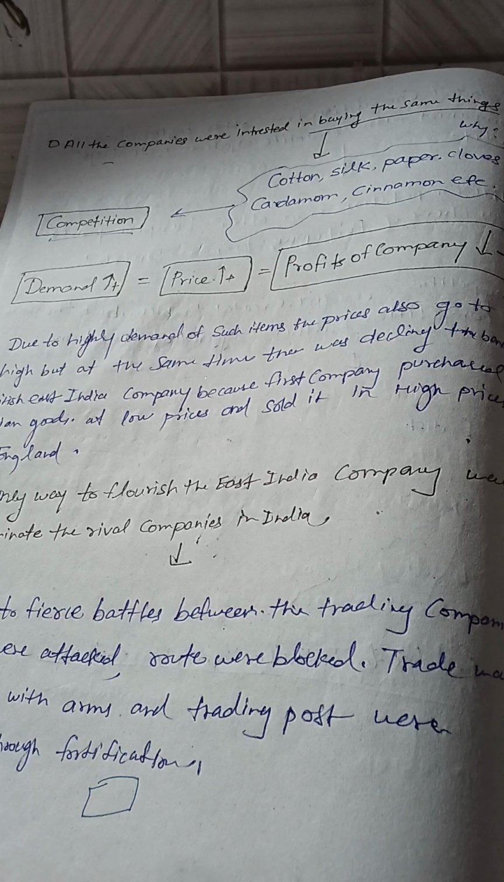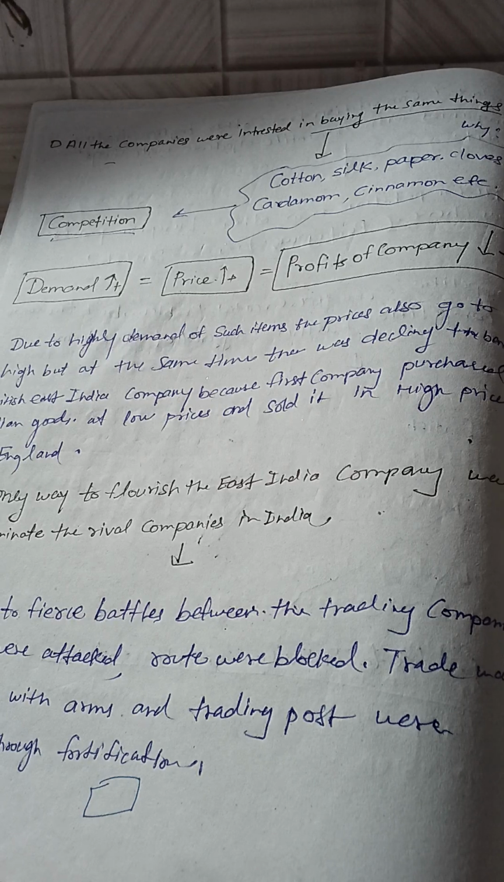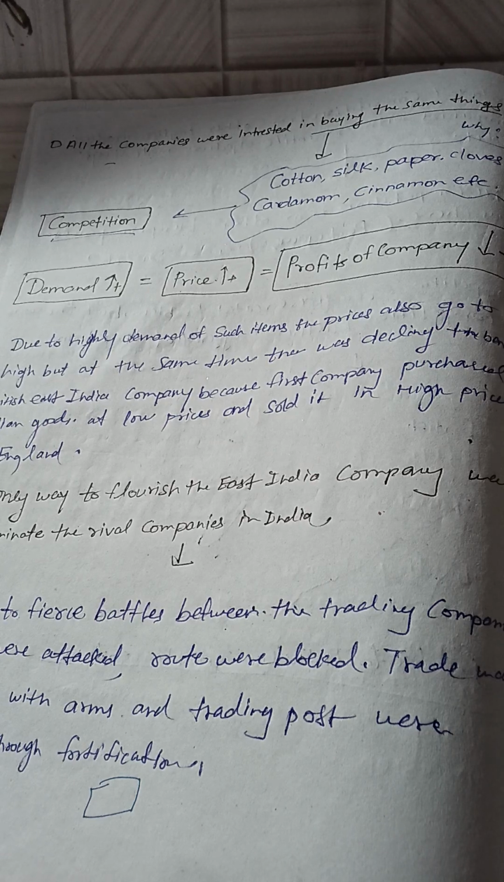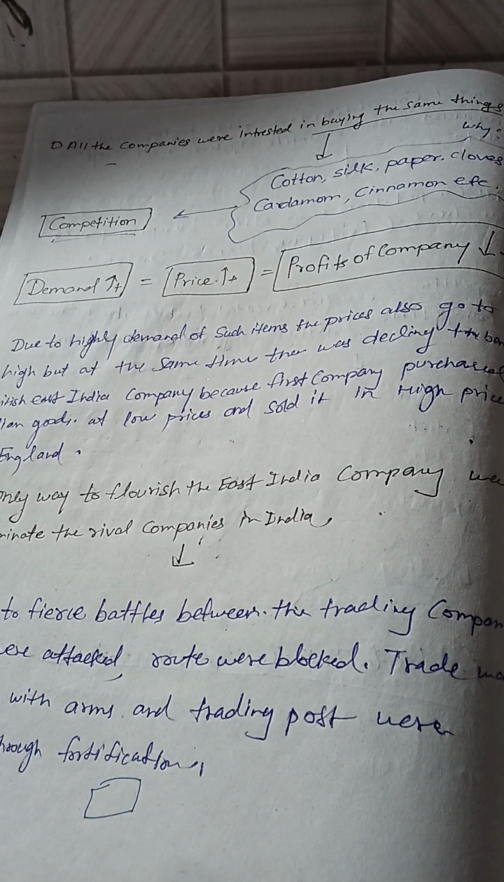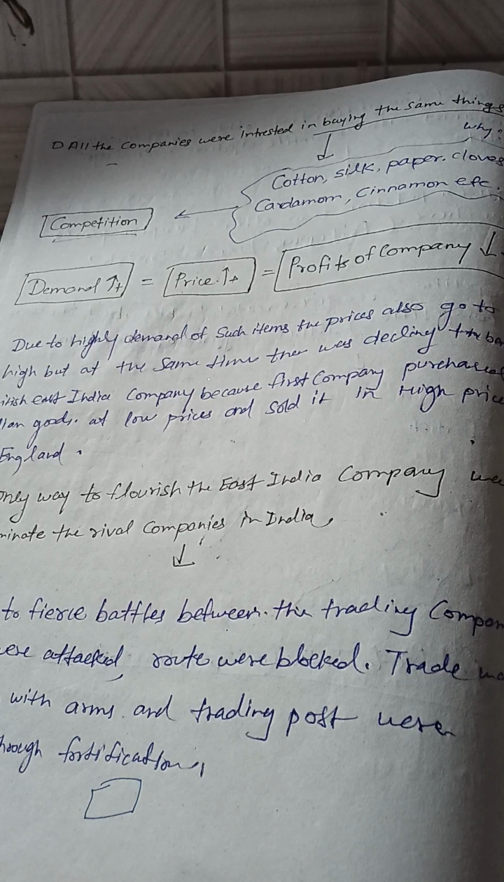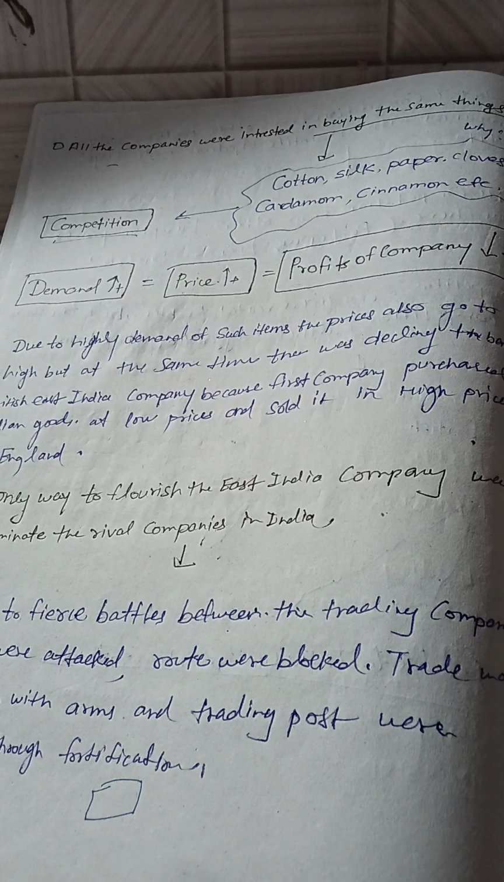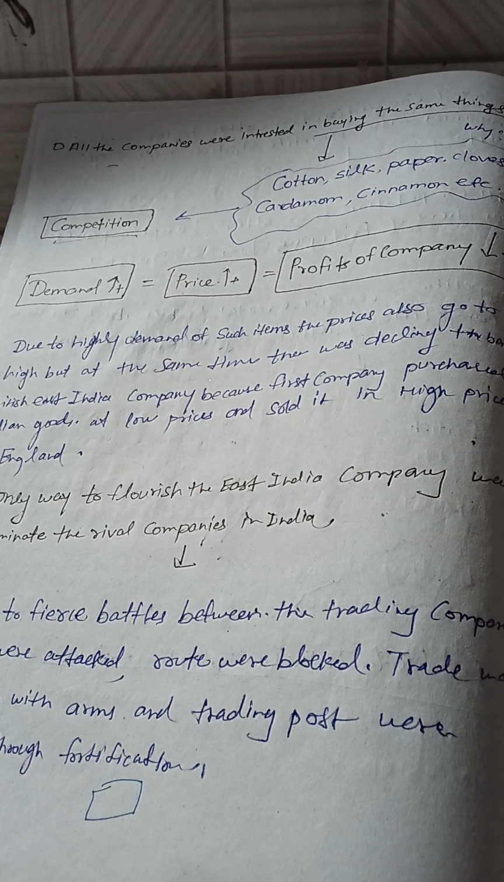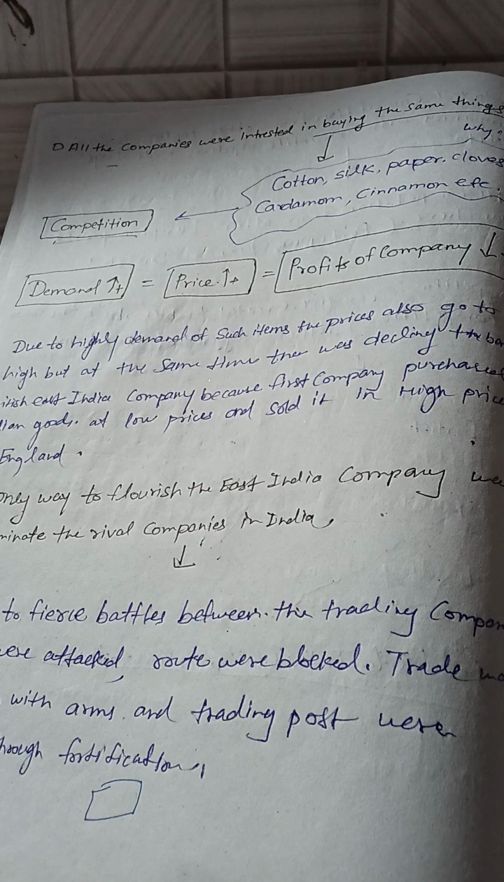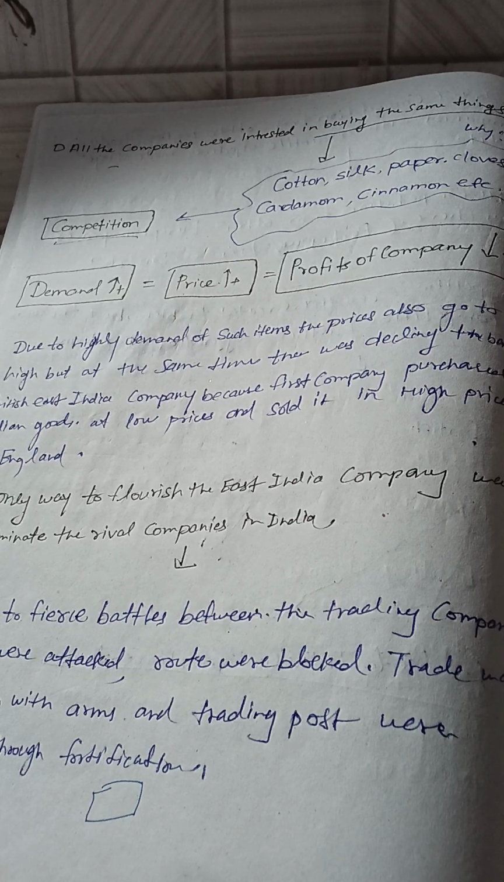And this created a competition. And what happened when this situation was created? There was a demand from other European companies, there was demand and there was supply as well. But now the price would also increase, because of the competition, as other companies were in a position to give more price for the same things. So the profit of the company was declining. We're talking about the East India Company.